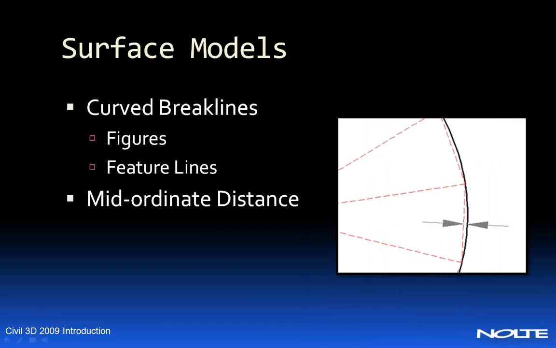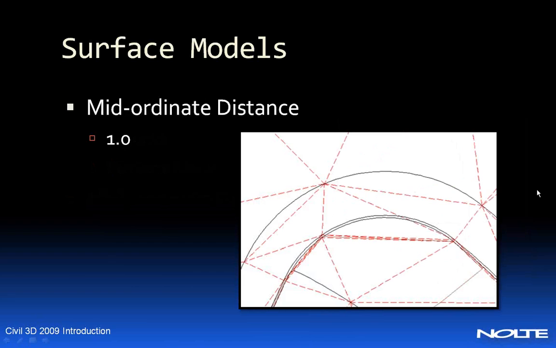One other thing we're going to look at as we do surface modeling is we can now have curved break lines. Because of figures and feature lines in Civil 3D, they can have three-dimensional arcs in them. Well, how do we convert that to a TIN? One of the things it'll do is add additional vertices based on a mid-ordinate distance. So it's going to supplement as it goes around the arc, and it'll calculate those based on what we specify for this mid-ordinate distance value. I've got a couple of screen captures I'm going to show you here to demonstrate that.